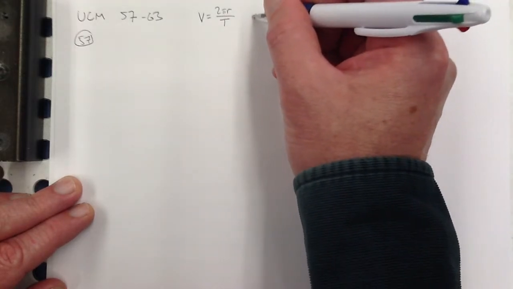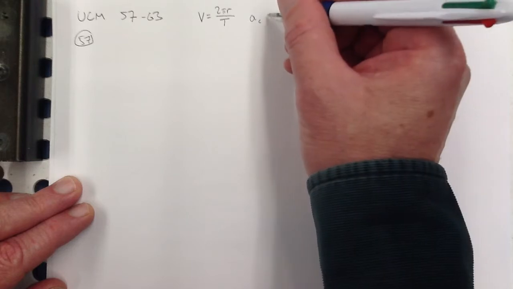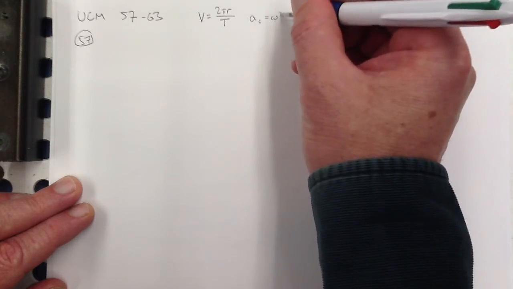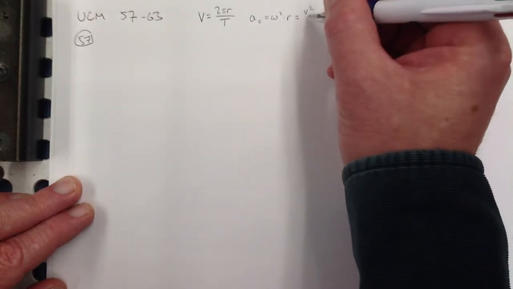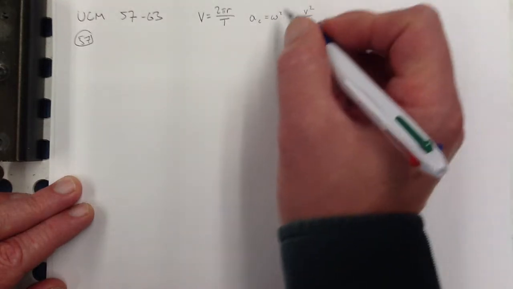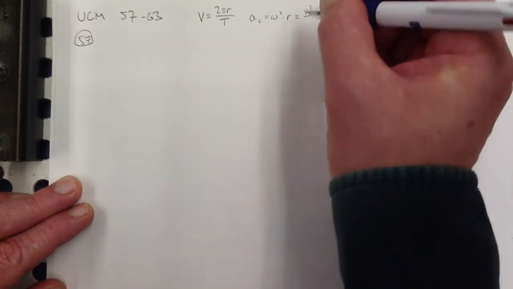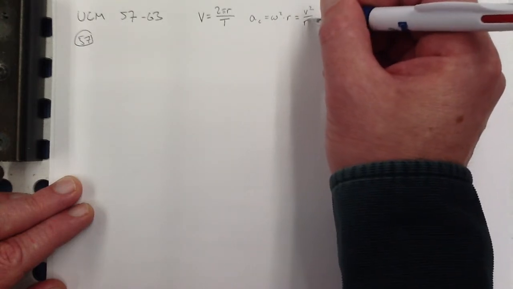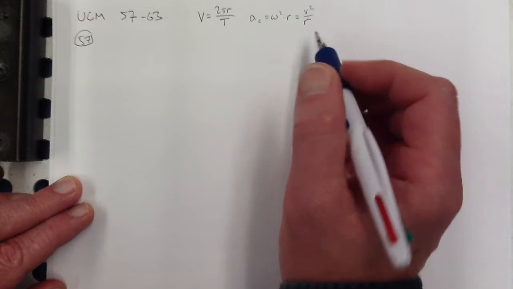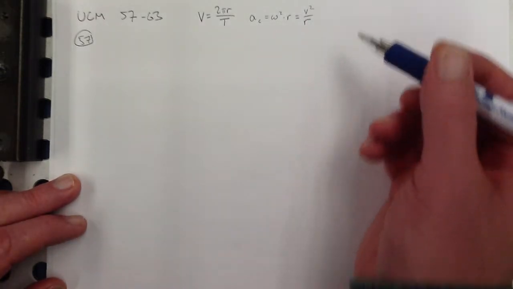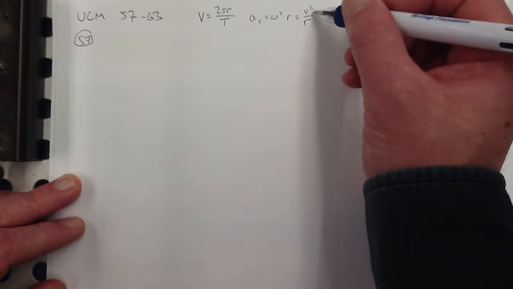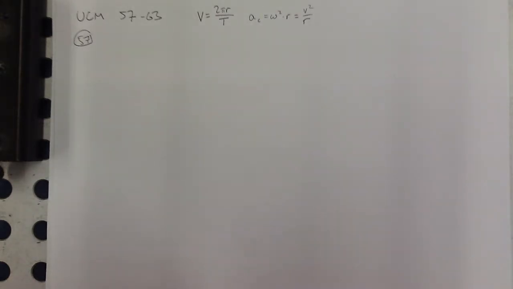And the centripetal acceleration of something in uniform circular motion is omega squared r. That omega is the angular velocity. And you could alternatively use v squared over r. Same deal. And I think that's most of what we need to know.